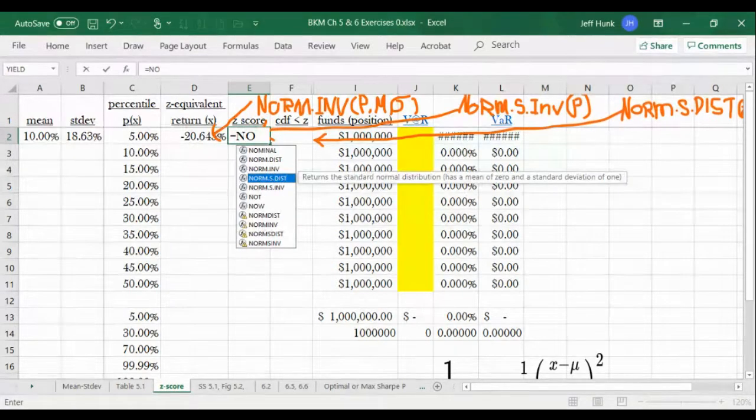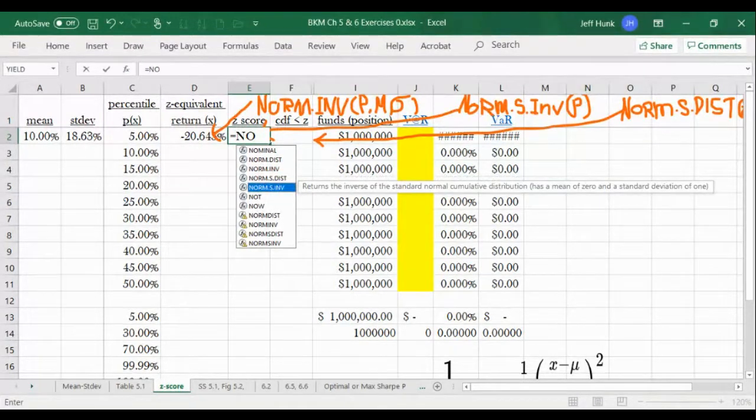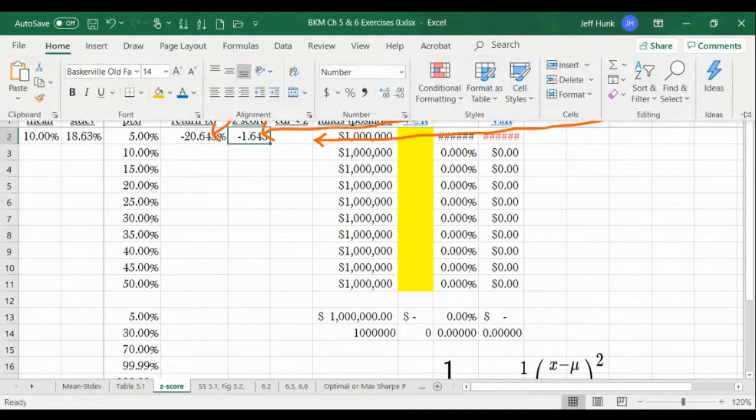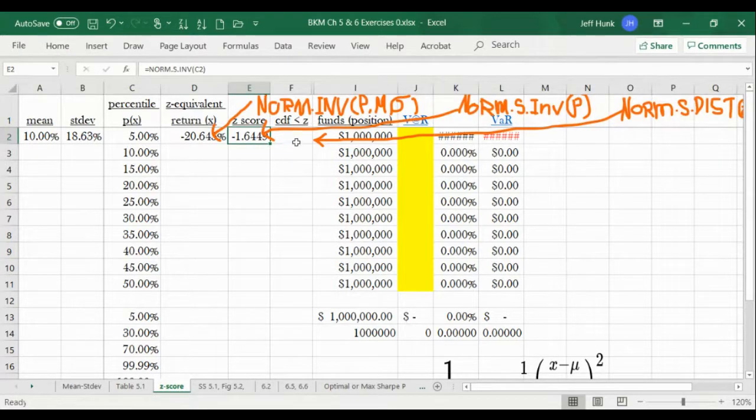Okay, norm standard distribution inverse, right? And you just put the probability and hit enter. That gives us our z-score, which is negative 1.645. If you increase the decimal a little, it's negative 1.6449. Okay.